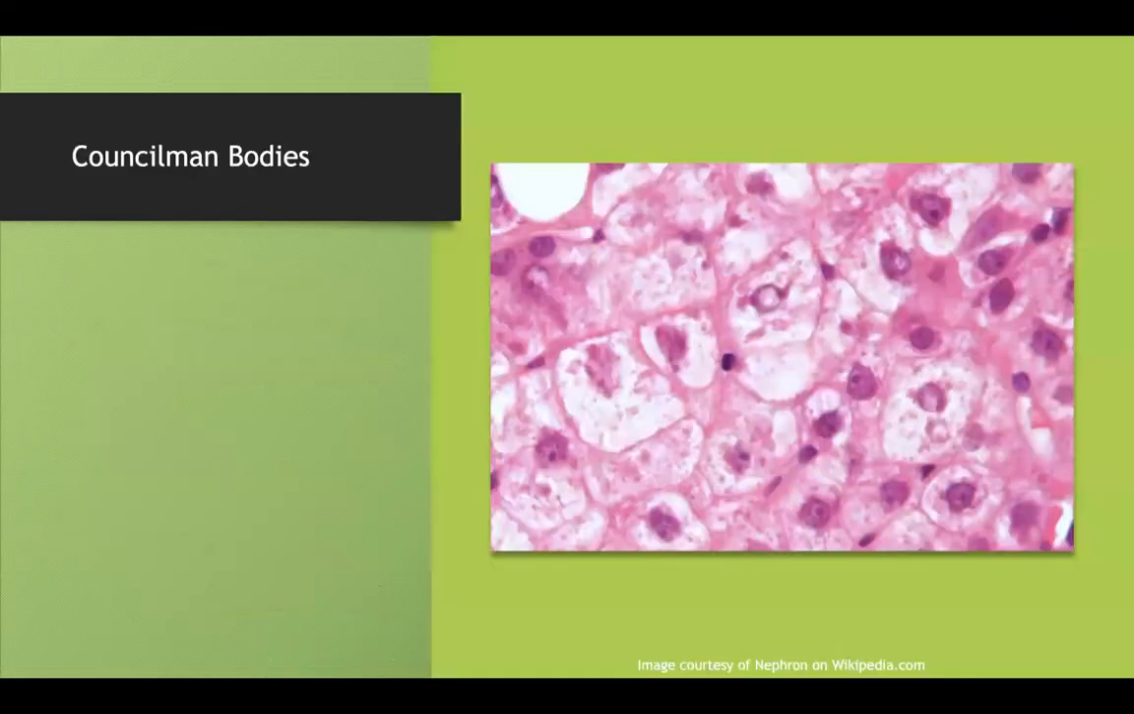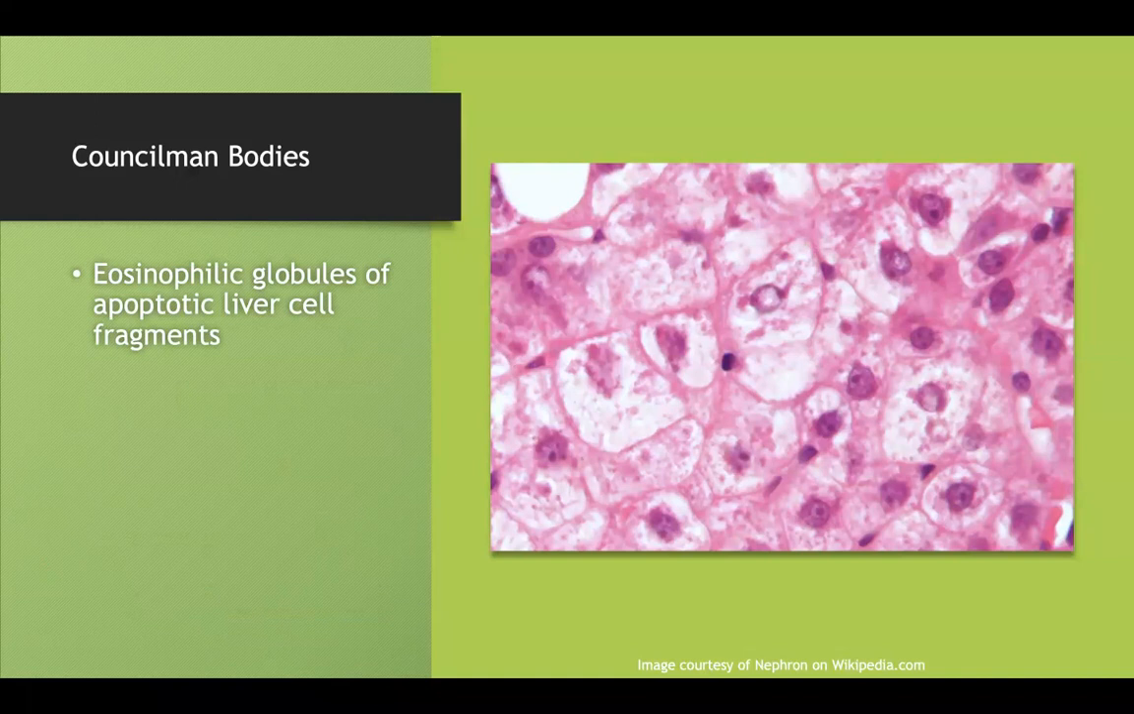Viral hepatitis can also cause Councilman bodies, and these are eosinophilic globules of apoptotic liver fragments. What does that even mean? That just means that your liver cell was infected by hepatitis and it went through apoptosis, which, remember, is the controlled cellular suicide, where the liver cell knows that it's infected and performs the steps in a correct manner to shut off, essentially, in an organized manner. You can see that right here, this pink stained cell that's gradually dying. That's a Councilman body. You'll see this mostly tested in all the viral hepatitis, but you can see it in yellow fever as well.